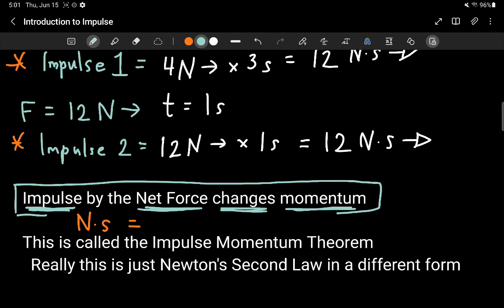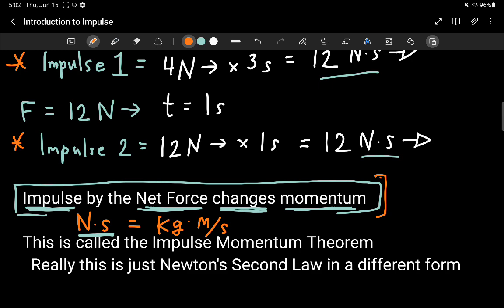So the impulse changes momentum. Impulse units are these newtons times seconds units, right? Newtons times seconds for these two impulses that we calculated. And that impulse actually is also momentum units, kilograms meters per second, right? Remember, momentum is mass times velocity. So that means that the units of momentum will be the units of mass times the units of velocity. So kilograms times meters per second. And it turns out that the Newton times the second is equal to the kilogram meter per second.